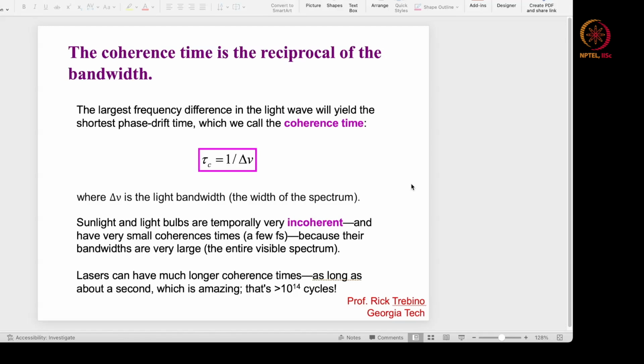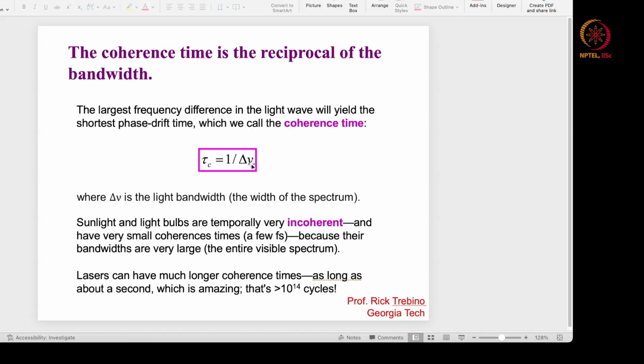On the other hand, lasers have a very low frequency difference, because they are monochromatic to begin with. The delta frequency change is very, very small. As a result of that, the coherence time is rather large. It is as big as a second, which is amazing, because this is more than 10 to the power of 14 cycles, for example. Up to 10 to the power of 14 cycles, you can actually maintain the coherence of a laser beam. Understand?